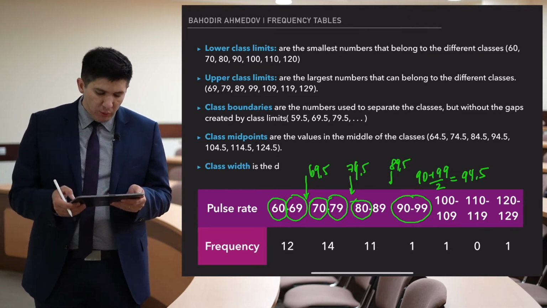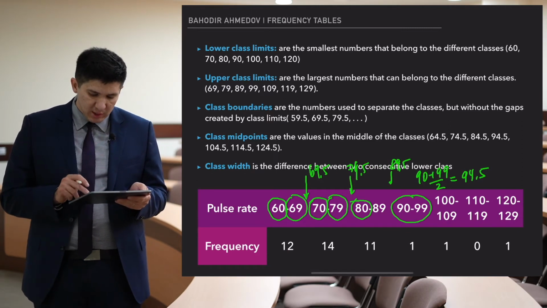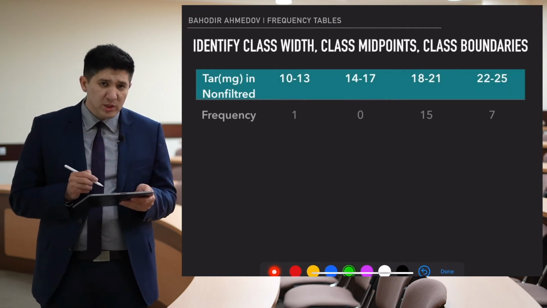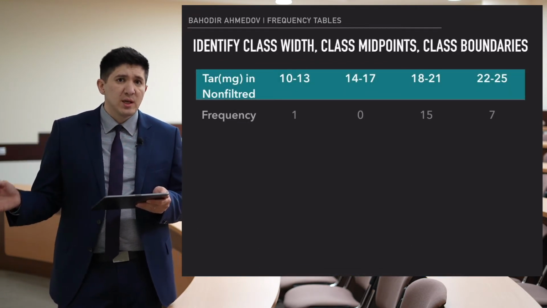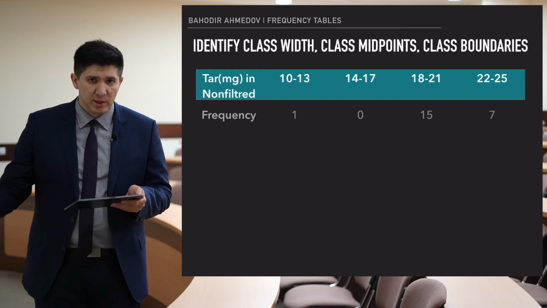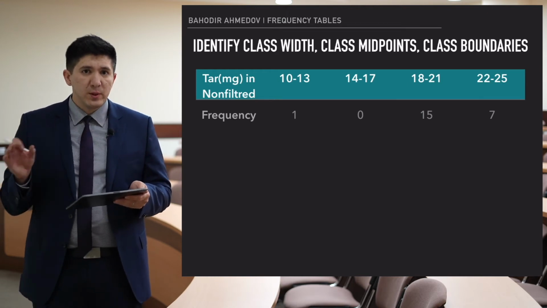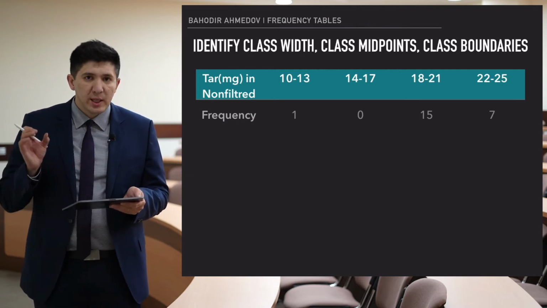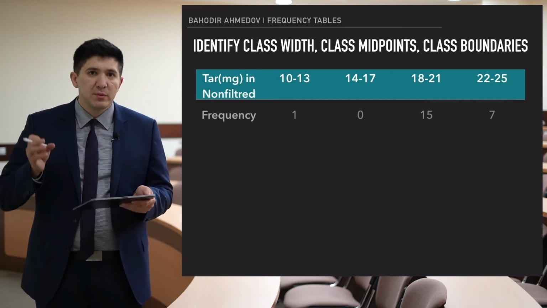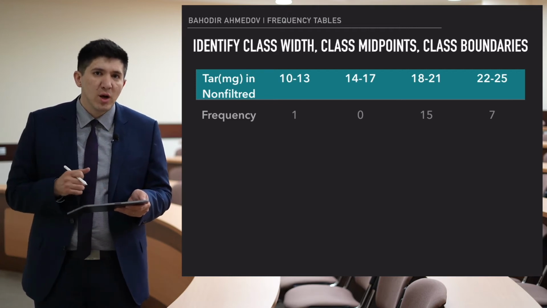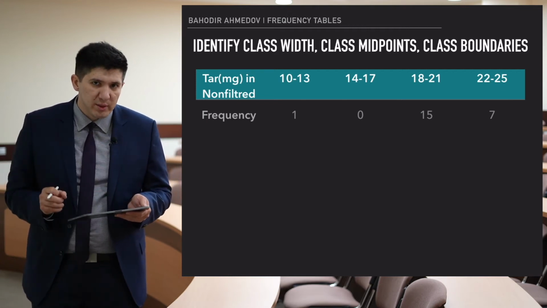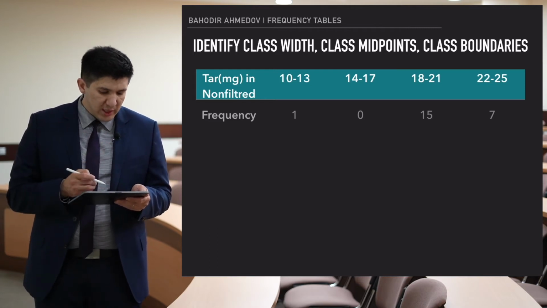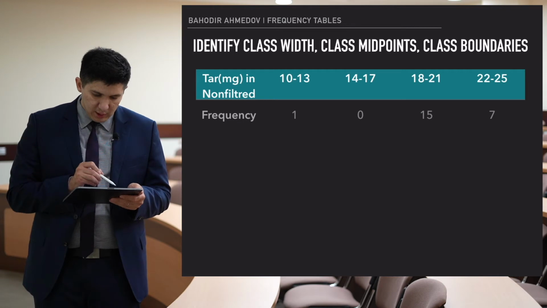One of the most important attributes of the classes is called the class width. It is the difference between two consecutive lower class limits. Please note that the class width is not the difference between the upper class limit and the lower class limit. The class width is always the difference between two consecutive lower class limits or two consecutive upper class limits.